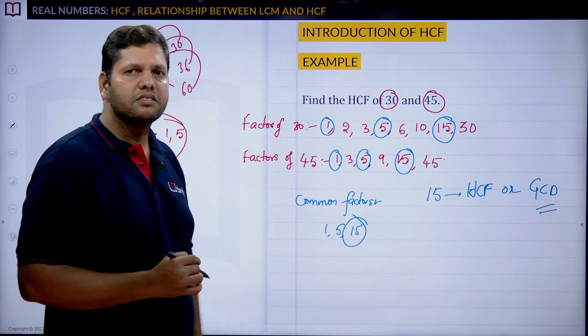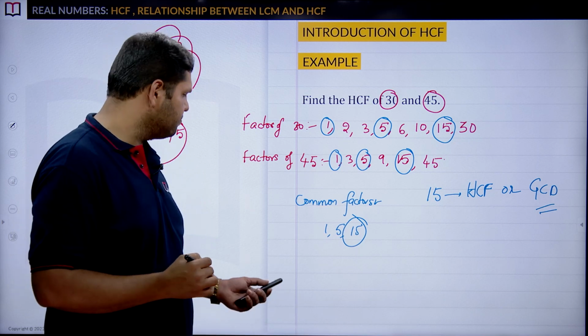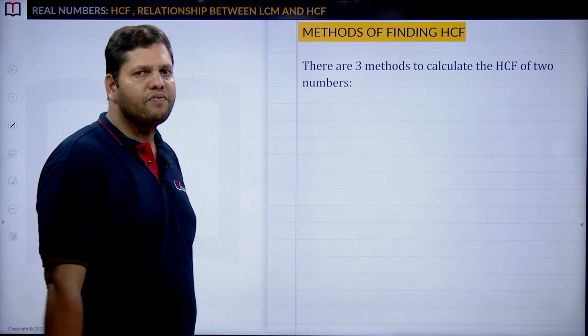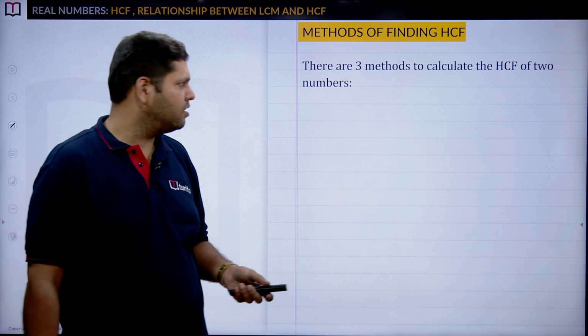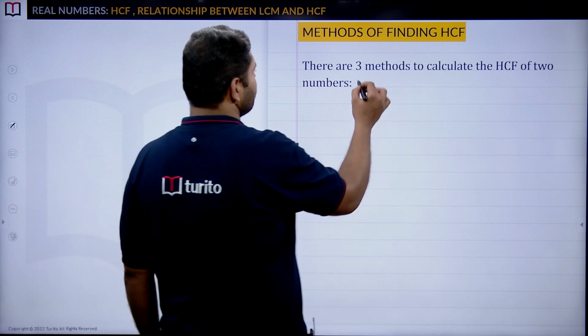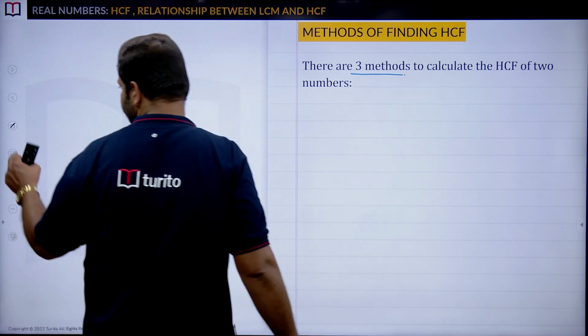Any doubts, children, regarding this? Okay, fine. Next one, children, methods of finding the HCF. Here also we have exactly 3 methods. So what are the 3 methods? We have exactly 3 methods here.